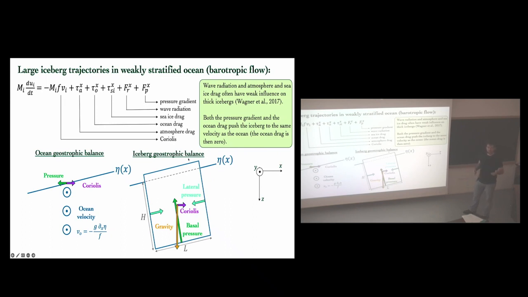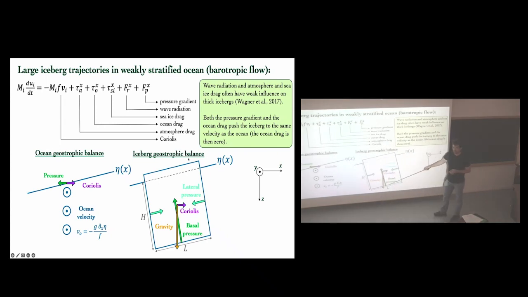It's not true for all the icebergs, but in general, it's a good approximation to neglect the friction of the atmosphere and the friction of the sea ice and also the wave radiation. So if you neglect this, you only have the pressure gradient, Coriolis, and the friction by the ocean. If you do a balance for the ocean like this, you have the geostrophic balance. So you assume that there is no stratification in the ocean. And from the balance between pressure gradient and Coriolis, you get the ocean velocity.